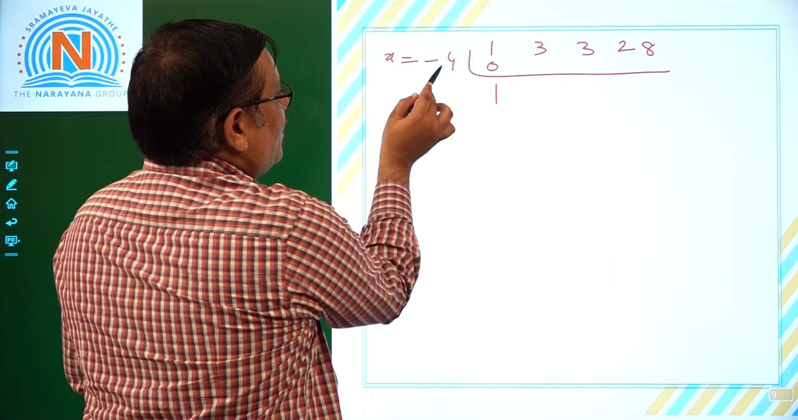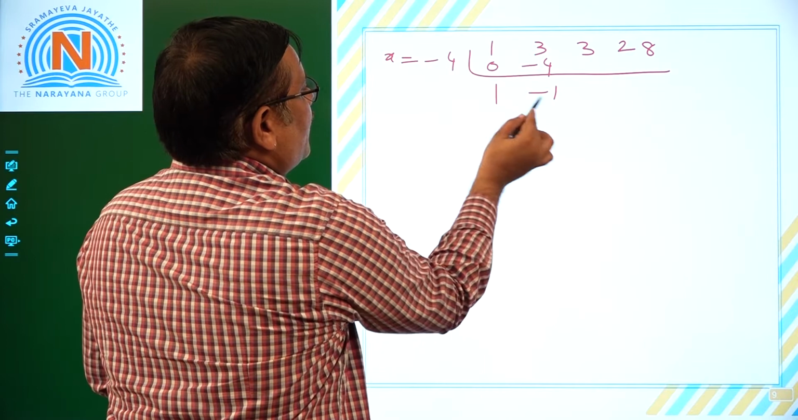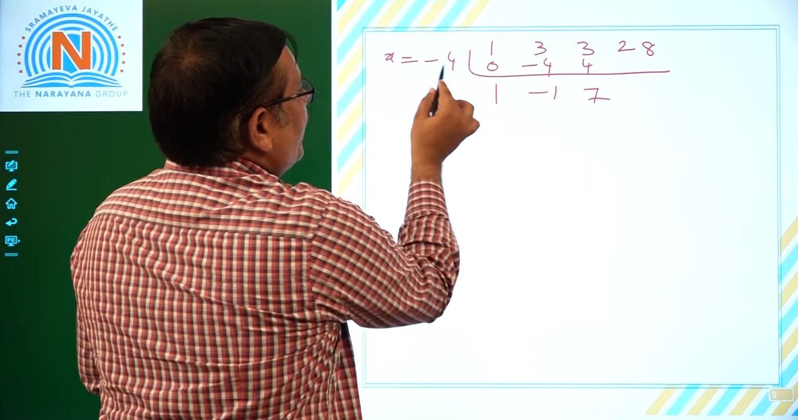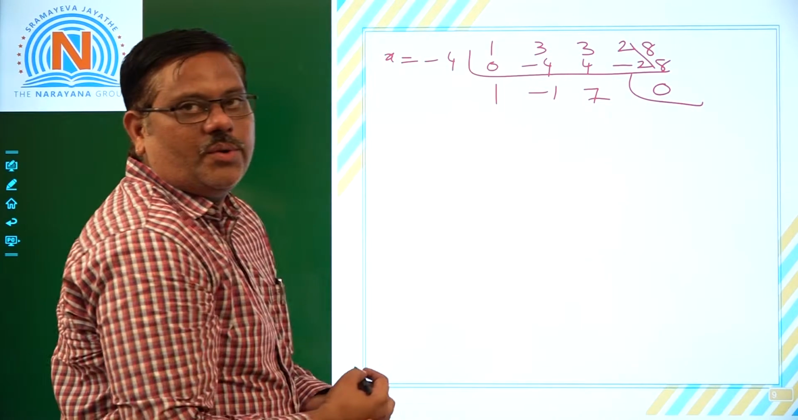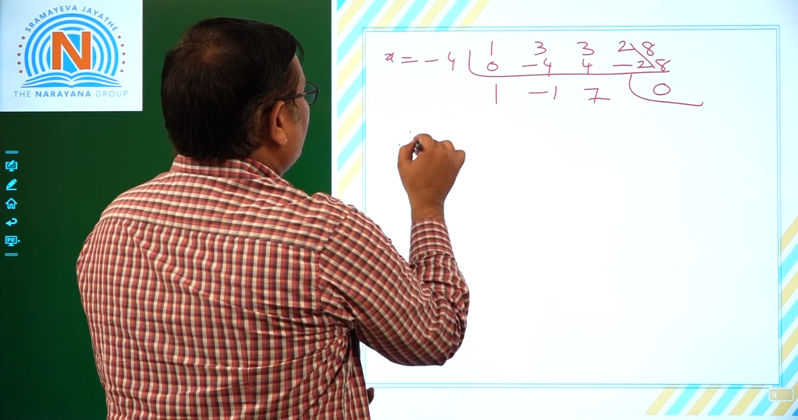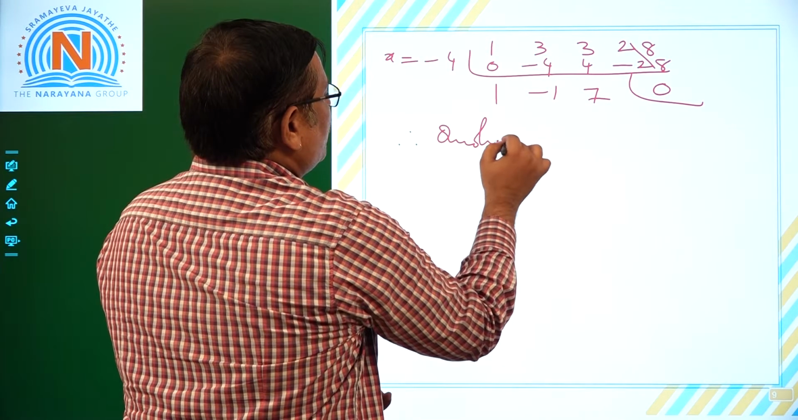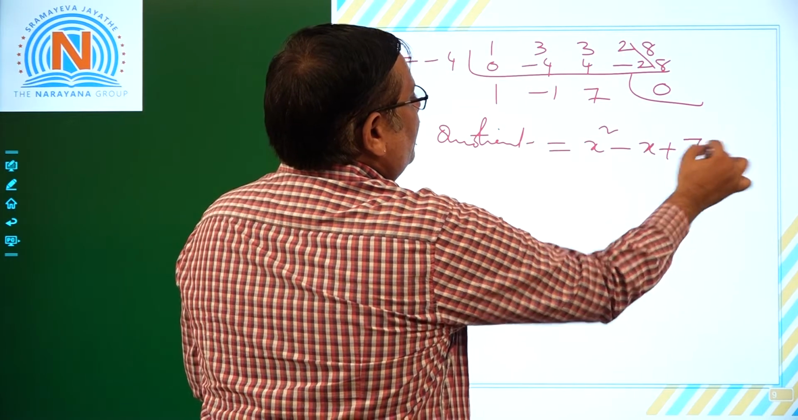1 plus 0, 1. Minus 4 times of 1 is minus 4. So this is minus 1. Minus 4 times of minus 1 is 4. You take here, that is 7. Minus 4 times of 7 is minus 28. So sum of them is 0. Okay. Therefore, what is the quotient now? Quotient is x square minus x plus 7.